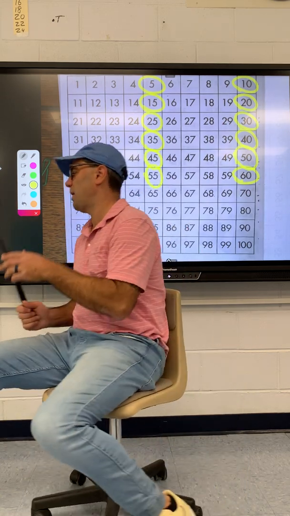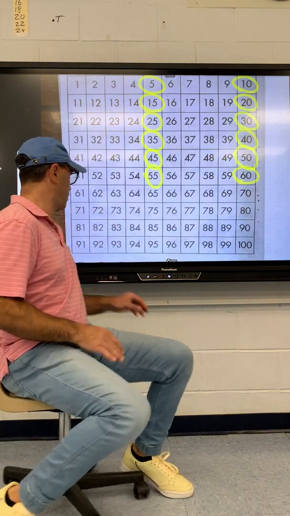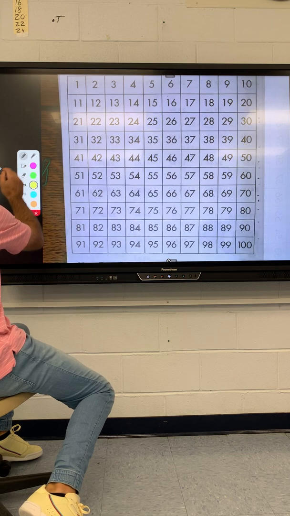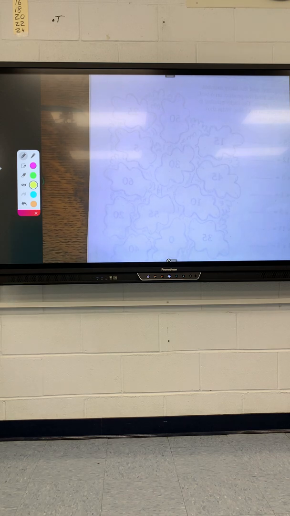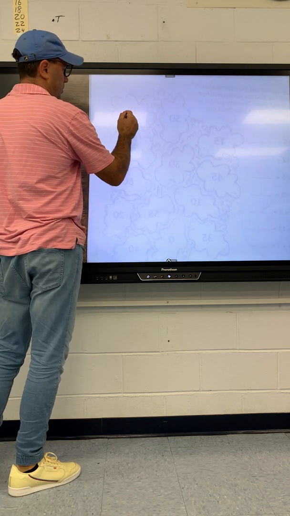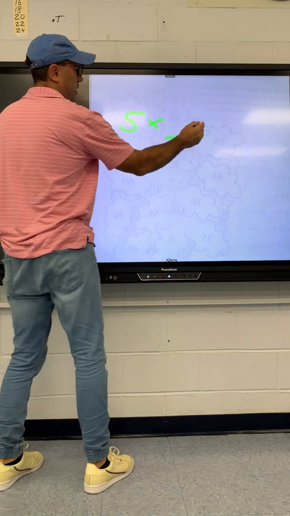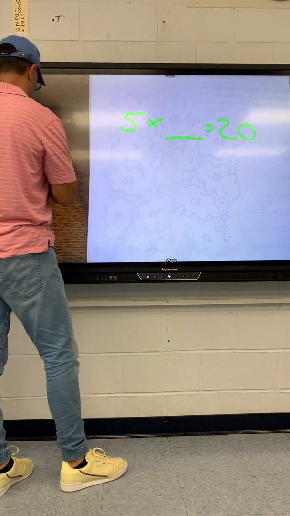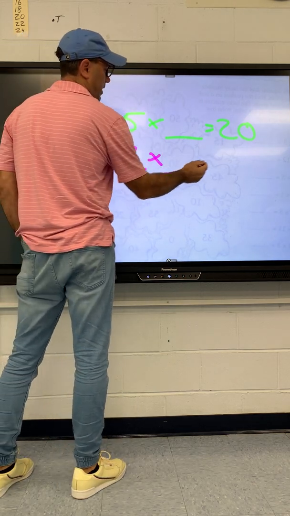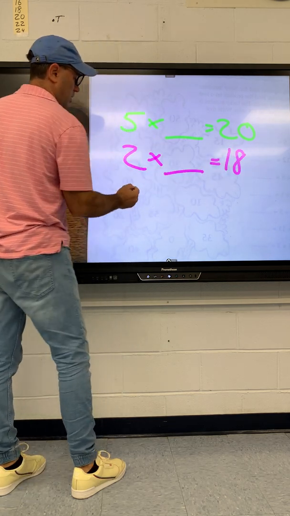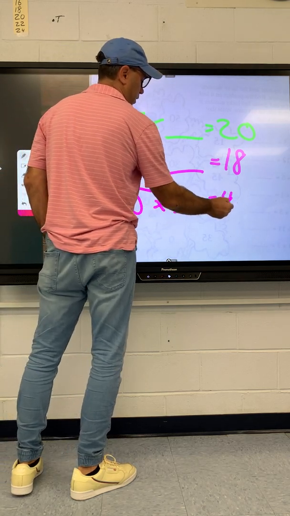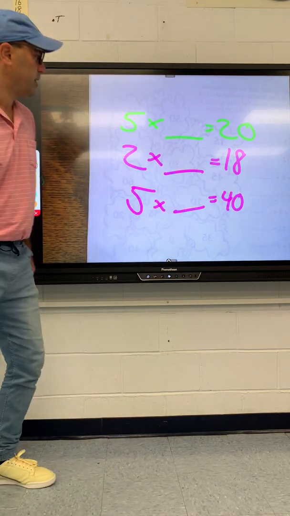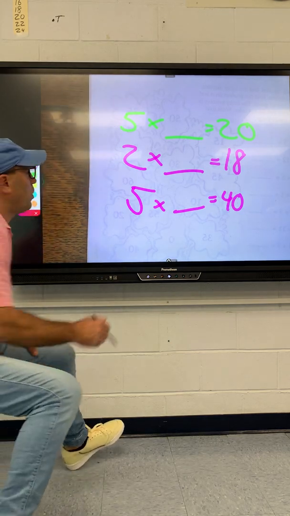I also want to show you one other type of question you're going to see. In today's work, you're going to see something where there'll be like a missing space. Let's say, 5 times blank is 20, or 2 times blank is 18, or 5 times blank is 40. So how you solve these ones is you count by, well, I always like to think about this as like something.